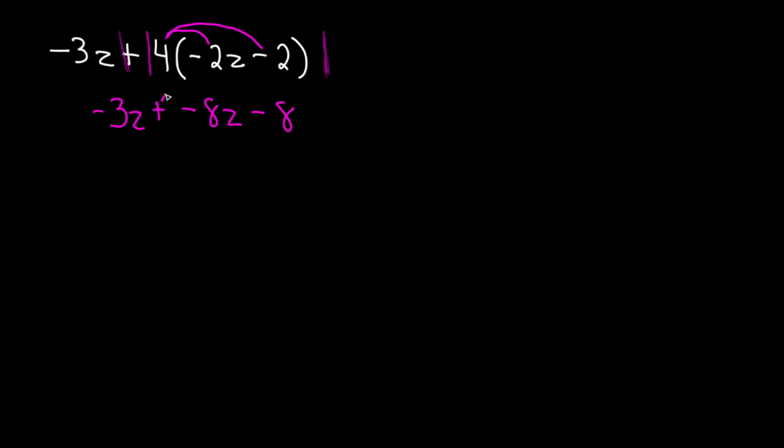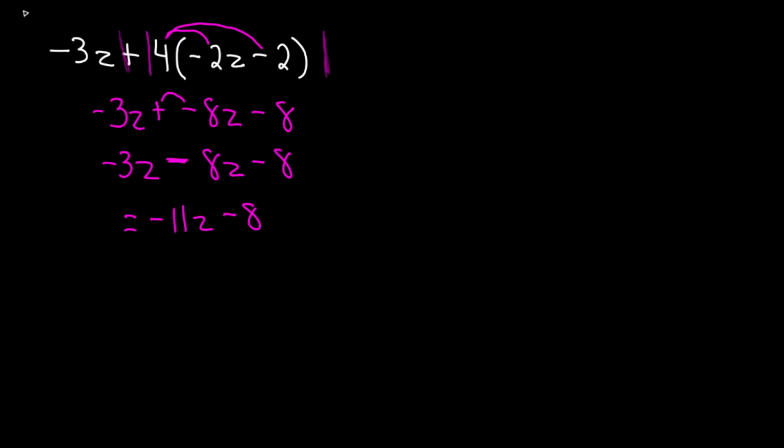Now if you have a positive times a negative, you're going to get a negative. So we have negative 3z minus 8z minus 8. Now we combine like terms. Negative 3z minus 8z is negative 11z. And then we just have this minus 8 still over here.